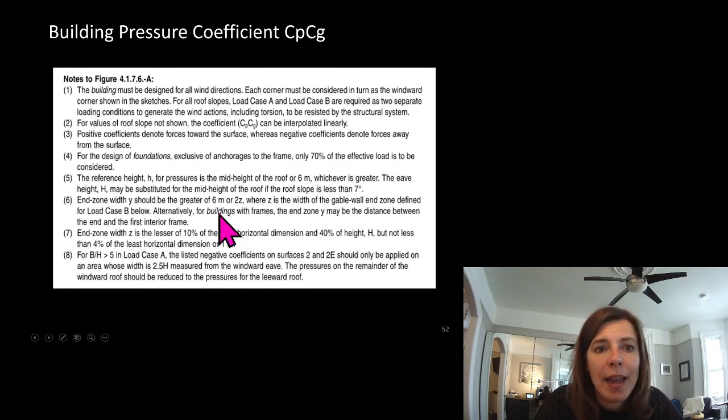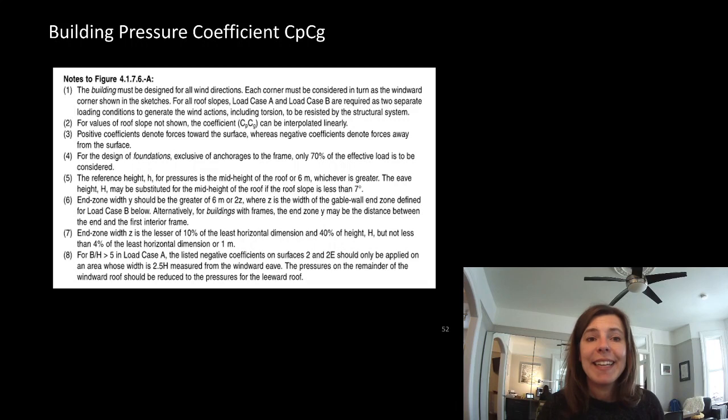How do we know how big an end zone is? Well, that's a good question. The end zone width y should be the greater of 6 meters or 2z, where z is the width of the gable wall end zone defined below. It's 10% of the least horizontal dimension, 40% of the height, but not less than 4% of the least horizontal dimension, or 1 meter. I know.